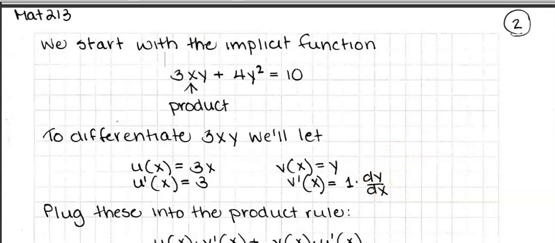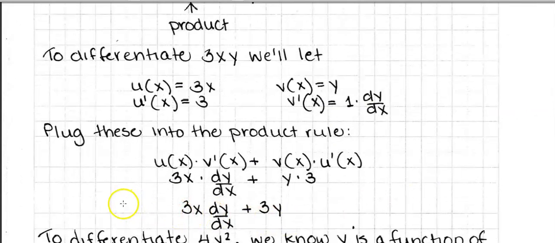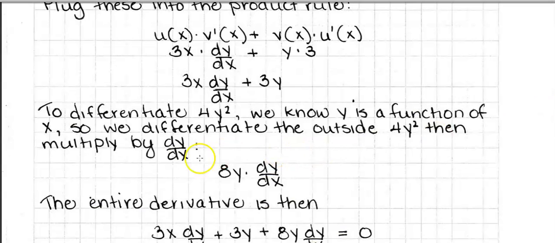Then we just use the product rule to plug in the pieces: u times v prime plus v times u prime. We're going to rewrite it so it's algebraically consistent, and we're going to plug that in.